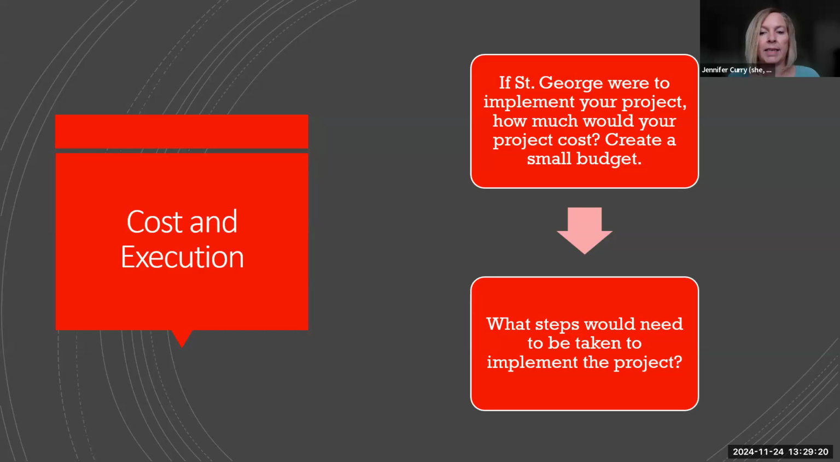So what steps would need to be taken to implement your project? If you had a budget and you knew the cost of your project, then what would someone need to do in order to implement this project? If you were in a leadership role, if you were a captain, if you were in a battalion chief role, could you implement this project? And if so, what would be the cost of it? What steps would you take?